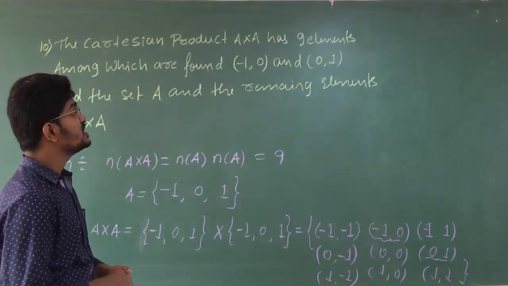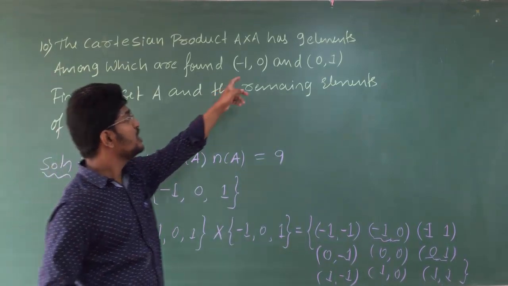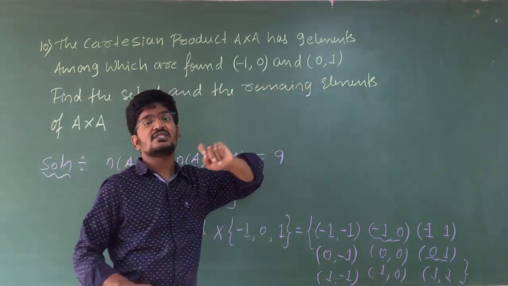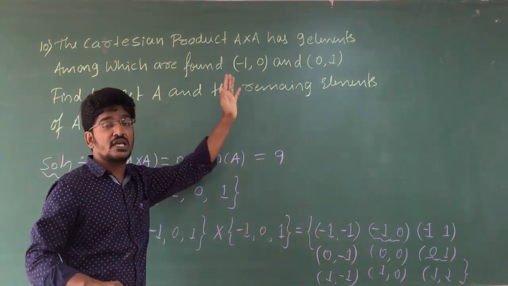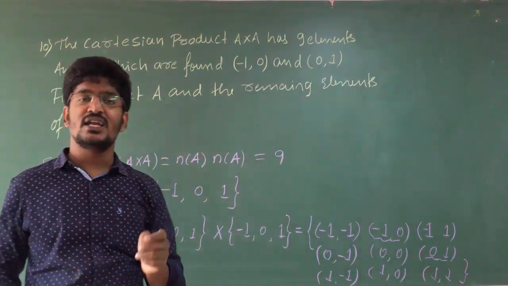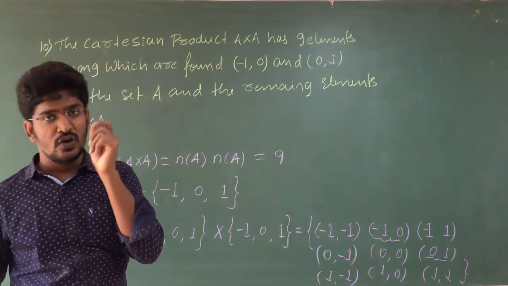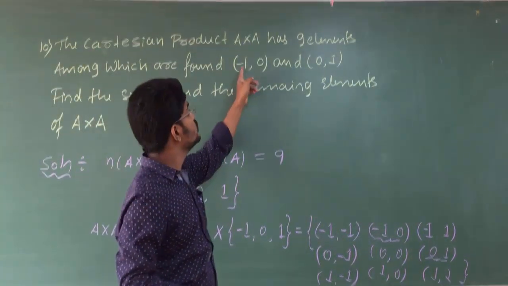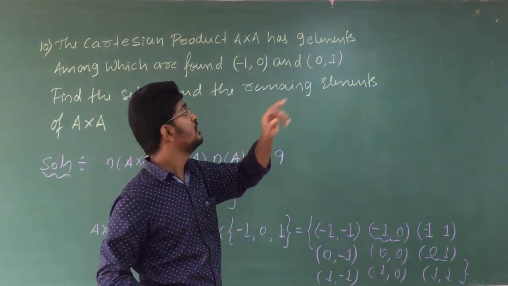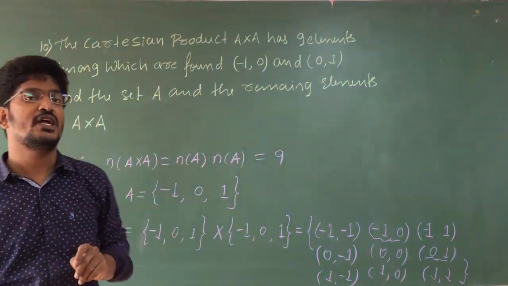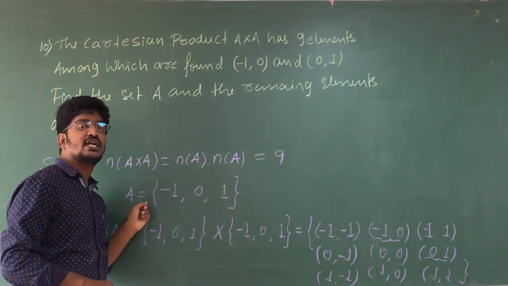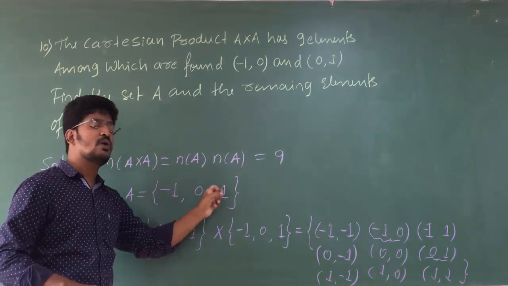Clear? Why is it a tricky example? They have given two ordered pairs and they are asking to find the set A, where they have calculated A cross A. Clear? So from that we can understand that there is only one set, so these two elements all belong to that set. Here these two elements also belong to the same set A. So for that reason you are going to have set A as -1, 0, 1.